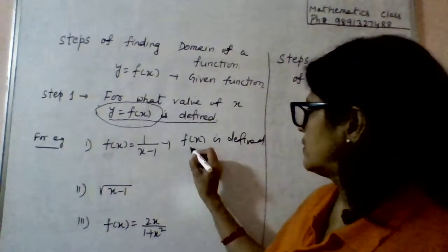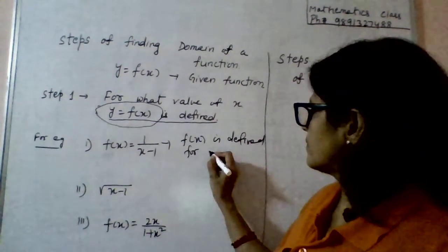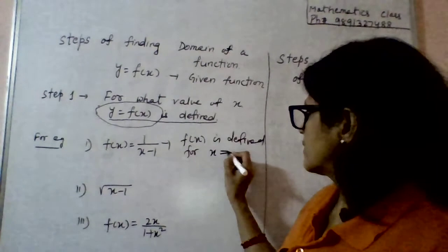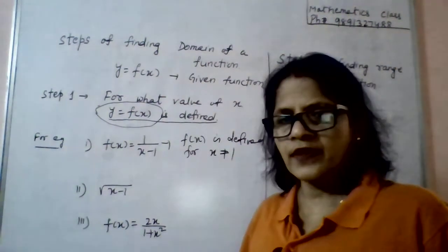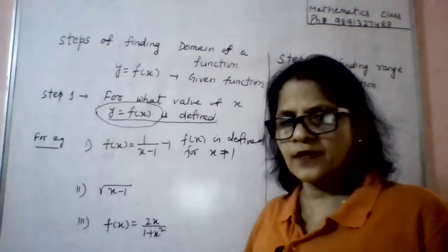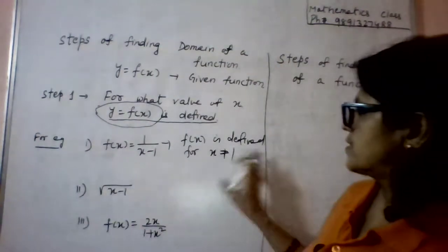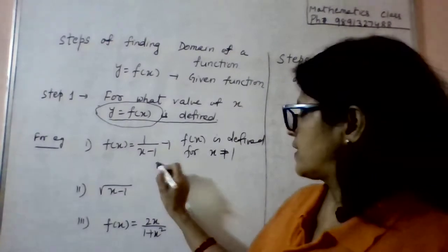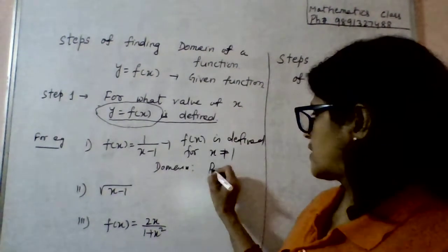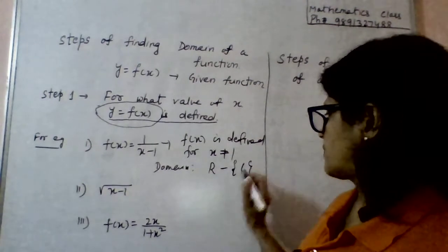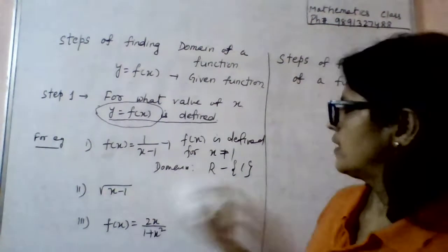So here you can write f(x) is defined for x not equal to 1, right? Or you can write for every value of x except x equal to 1. So here you can say the domain of the function is the set of real numbers except 1, right?